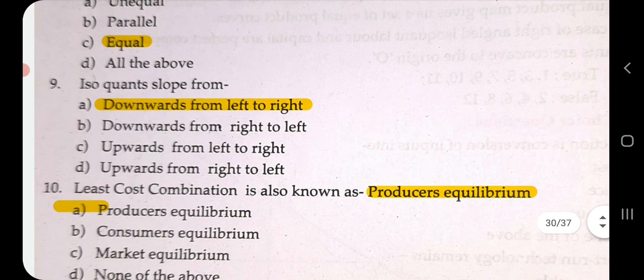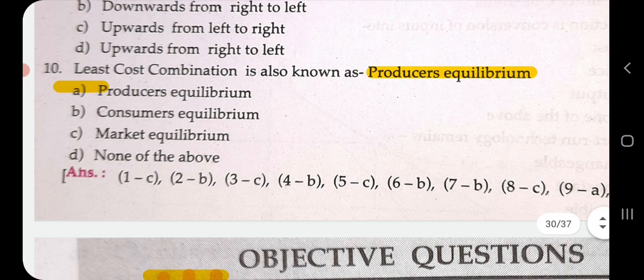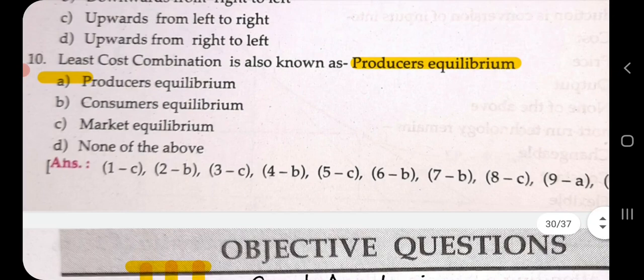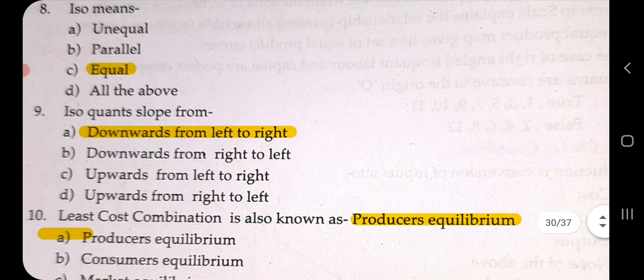Ninth question, isoquant slope from dash dash. Isoquant slope from left side to right side downwards. Okay, the correct answer is downwards from left to right. 10th question, least cost combination is also known as producer equilibrium. The A is the correct answer. Already यहाँ पे आंसर लिखा हुआ है. Okay students, these are all the questions on the supply and the production decisions.